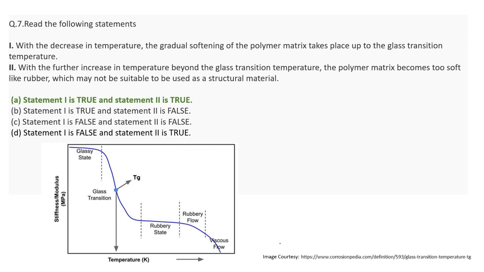The next question, question number 7, says to read the following statements. The first statement says that with the decrease in temperature, the gradual softening of the polymer matrix takes place up to the glass transition temperature. And statement 2 says that with the further increase in temperature beyond the glass transition temperature, the polymer matrix becomes too soft like rubber, which may not be suitable to be used as a structural material. So we have to see which statement is true and false.